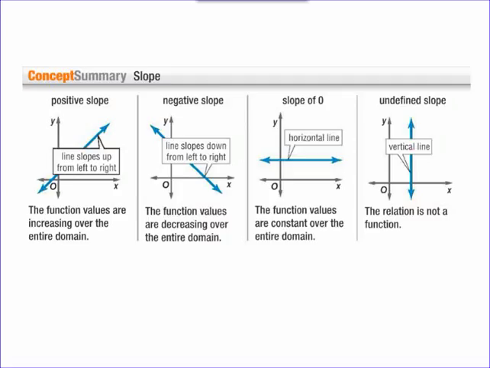You need to identify what does a positive slope look like? What does a negative slope look like? What does a slope of 0 look like? And what does an undefined slope look like?